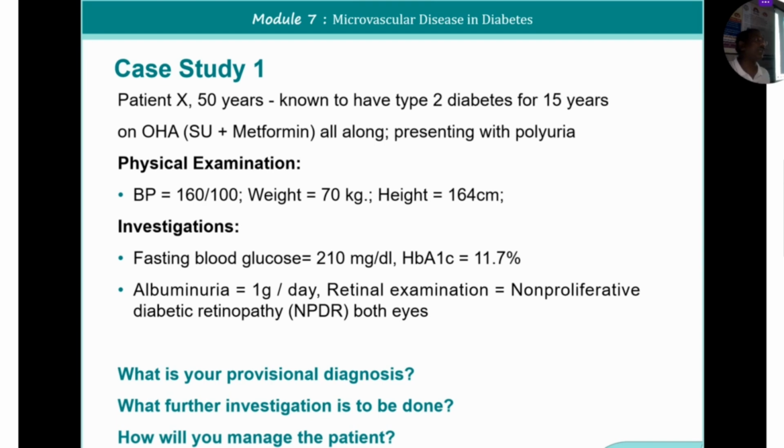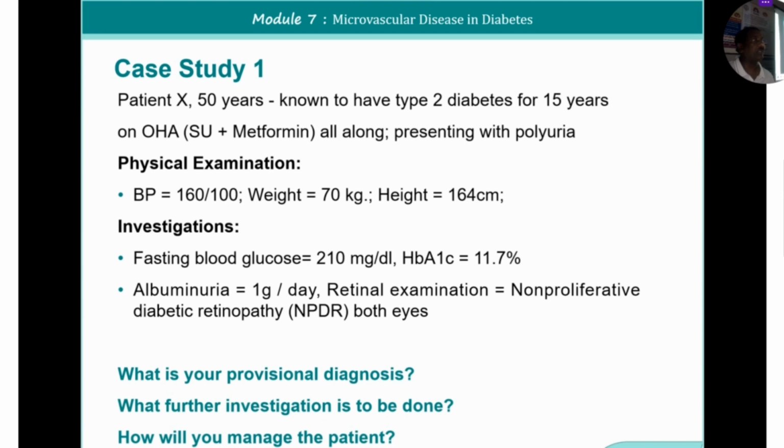So don't be happy with diagnosing the two complications. He might also be having ischemic heart disease. He might be having peripheral vascular disease. So that also you have to look for, yes, dyslipidemia, etc. So how will you manage the patient?